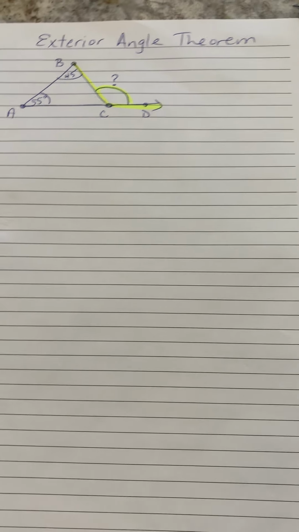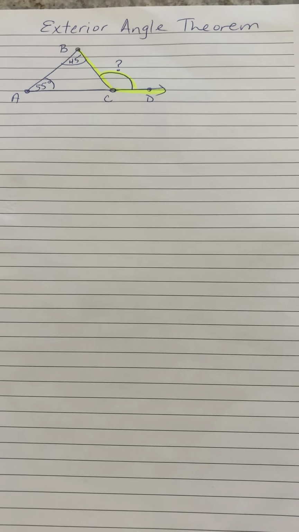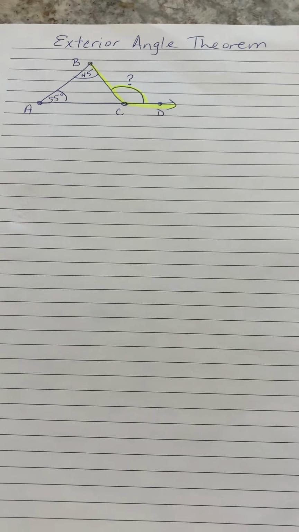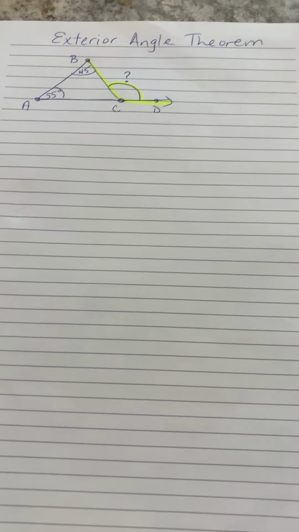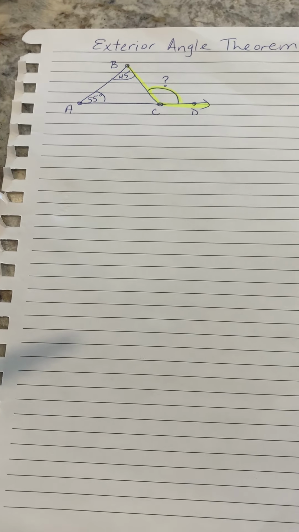Today's lesson we're going to learn about the exterior angle theorem. It involves exterior angles of a triangle. Exterior angles is what it sounds like. It just means angles that are outside the triangle. So notice that the highlighted angle here is outside of the triangle.